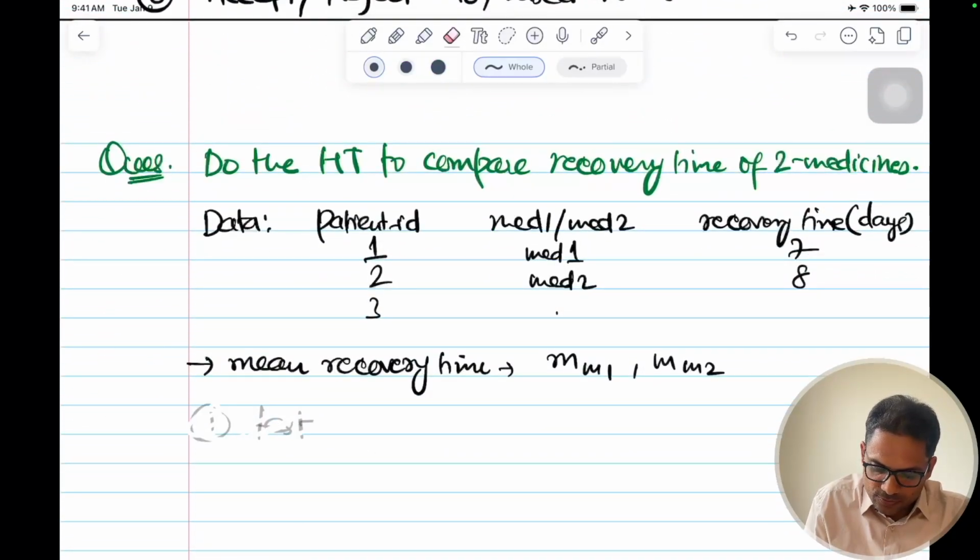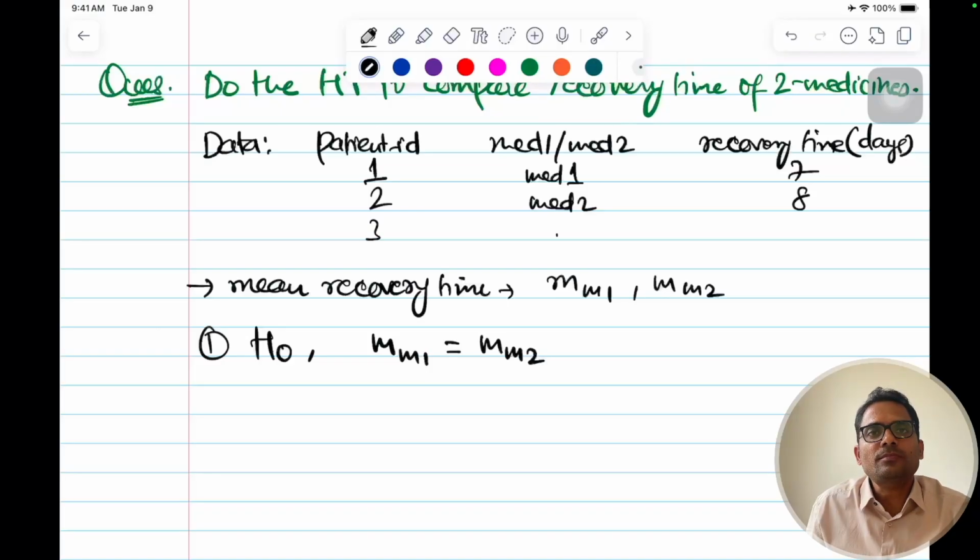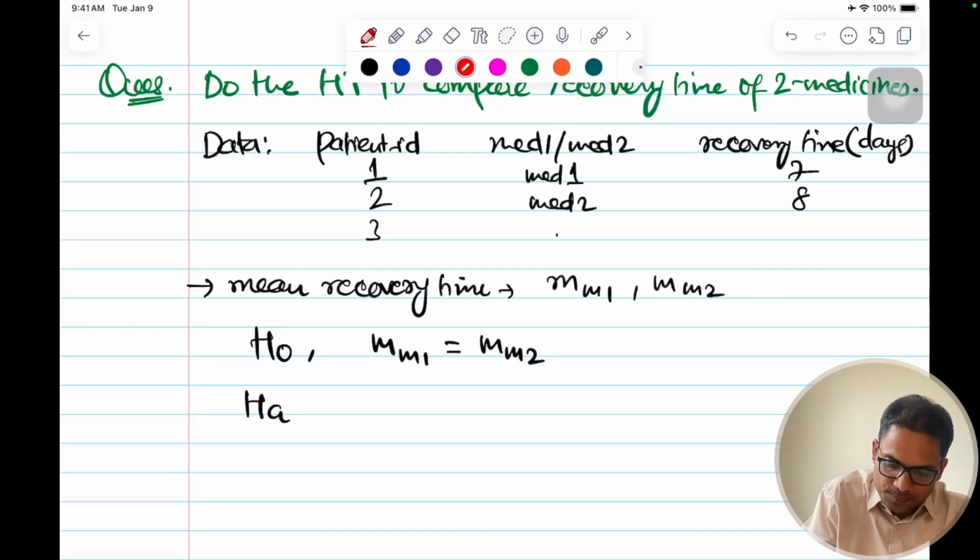First of all, the null hypothesis: I will say that both medicines have the same recovery time. Same recovery time means mean recovery time of medicine 1 is equal to mean recovery time of medicine 2. This is my null hypothesis, that everything is same, nothing changes. And my alternate hypothesis is, this is my step 1.